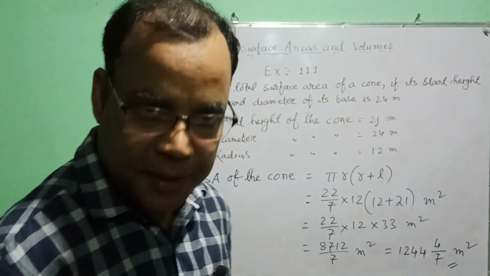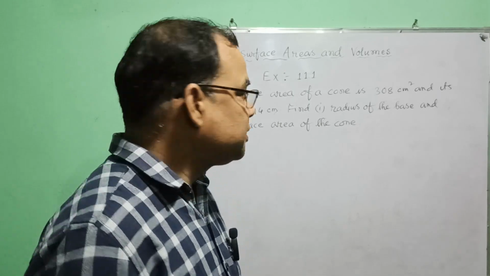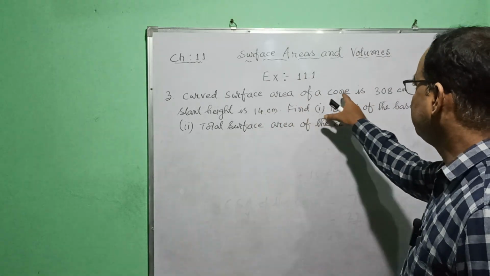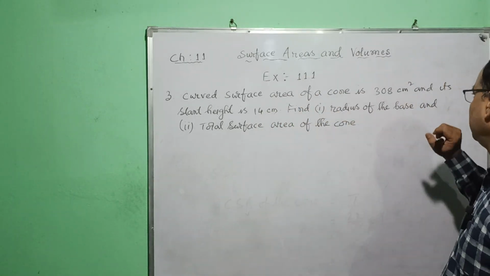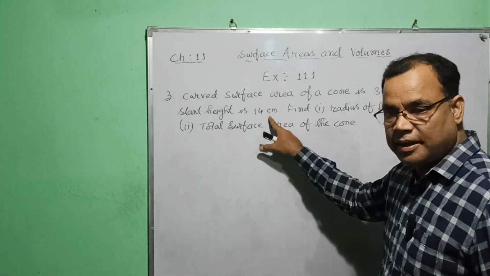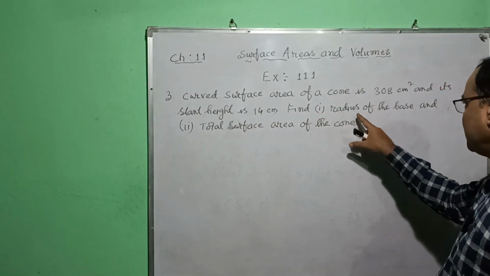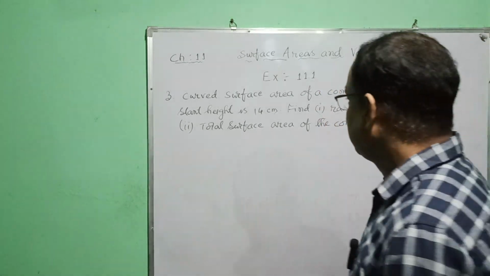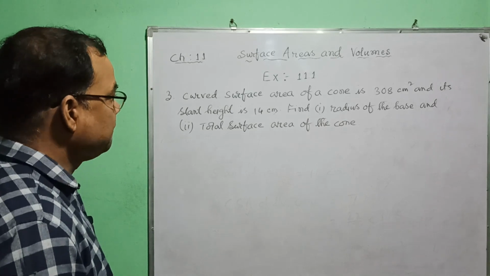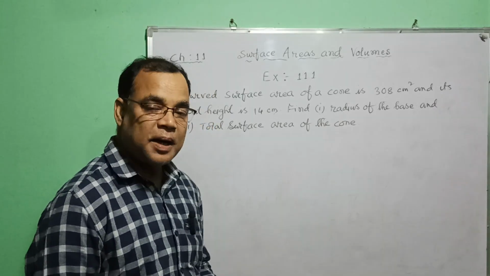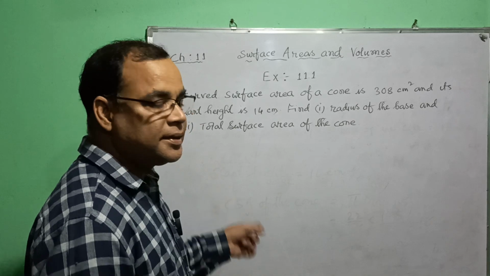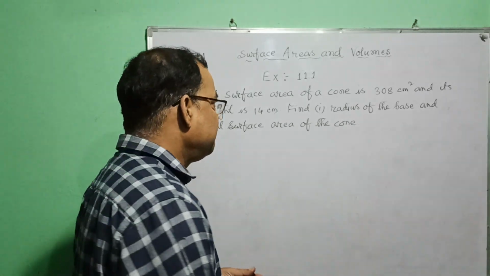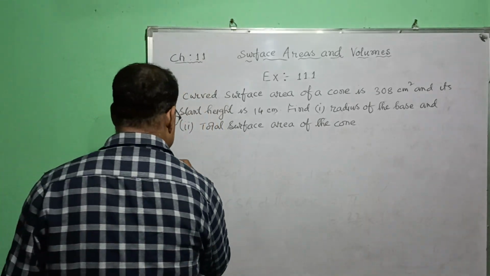Now we'll start question number 3. In question number 3 it is given that the curved surface area of a cone is 308 centimeter square and its slant height is 14 centimeter. Find number 1, the radius of the base, and number 2, the total surface area of the cone. As we know, the curved surface area of a cone is pi r L. Here L is given, pi also we know, 22/7, so we can find r. So let us start with question number 1.